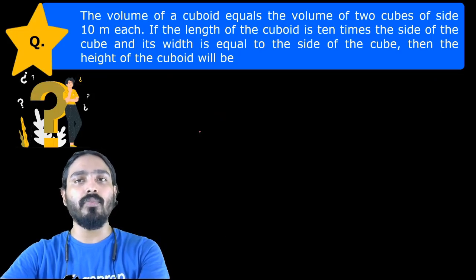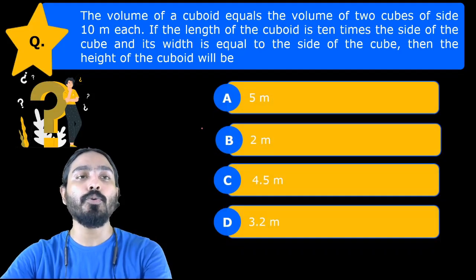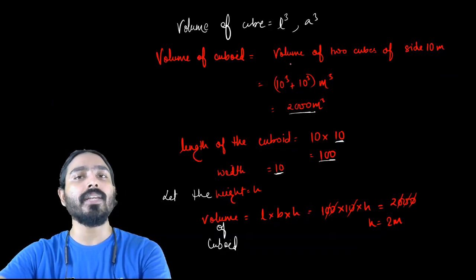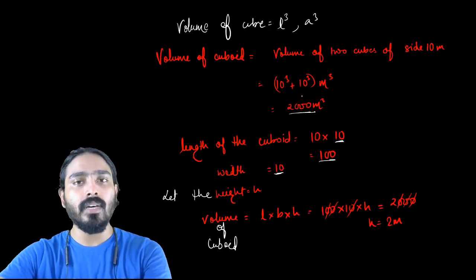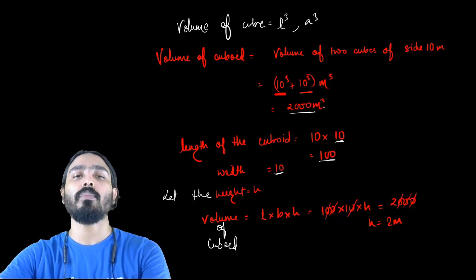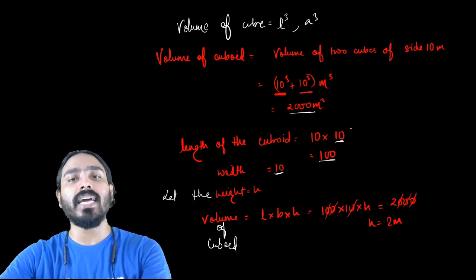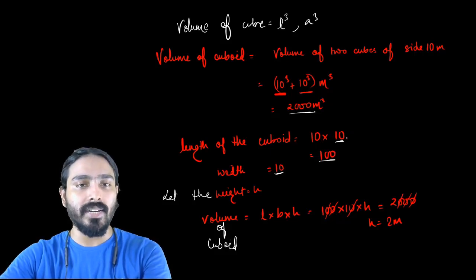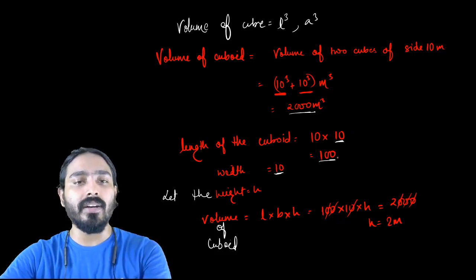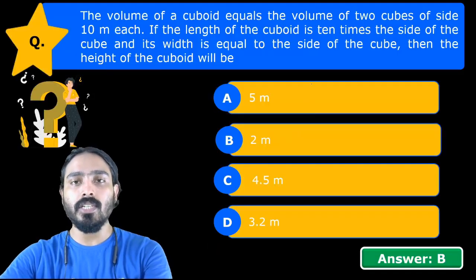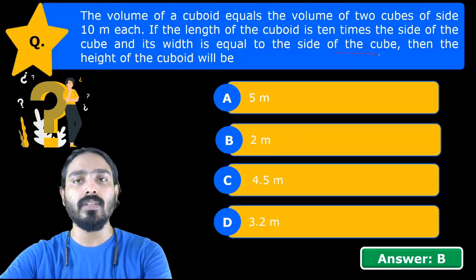Similarly, in this question, the volume of the cuboid equals the volume of 2 cubes of side 10 meter. So just look at how to solve this. What will be the volume of 1 cube? 10 cube, right? And there are 2 cubes, so 10 cube plus 10 cube, that is 2000 meter cube. The length of the cuboid is 10 times the side of the cube, so it is 10 into 10, that is 100. What is the width? It is the same as the side of the cube.